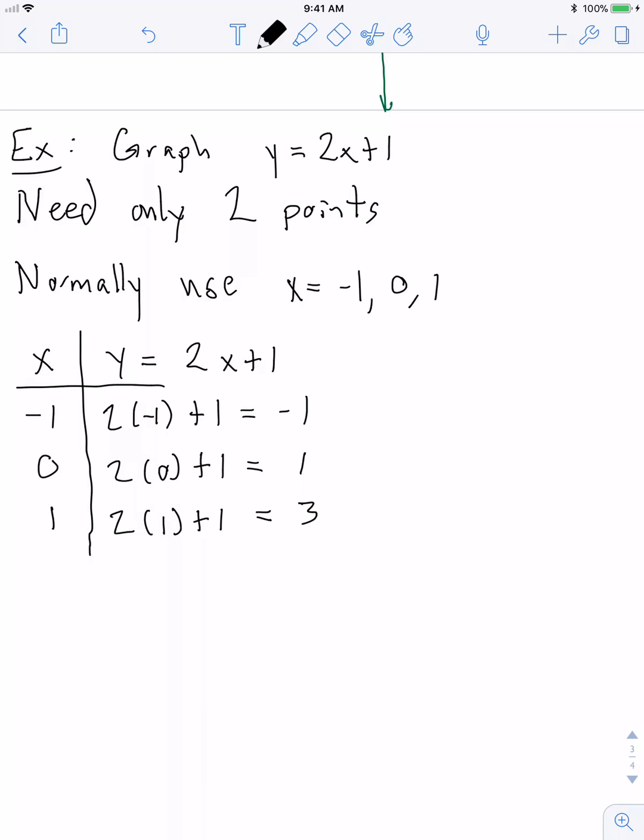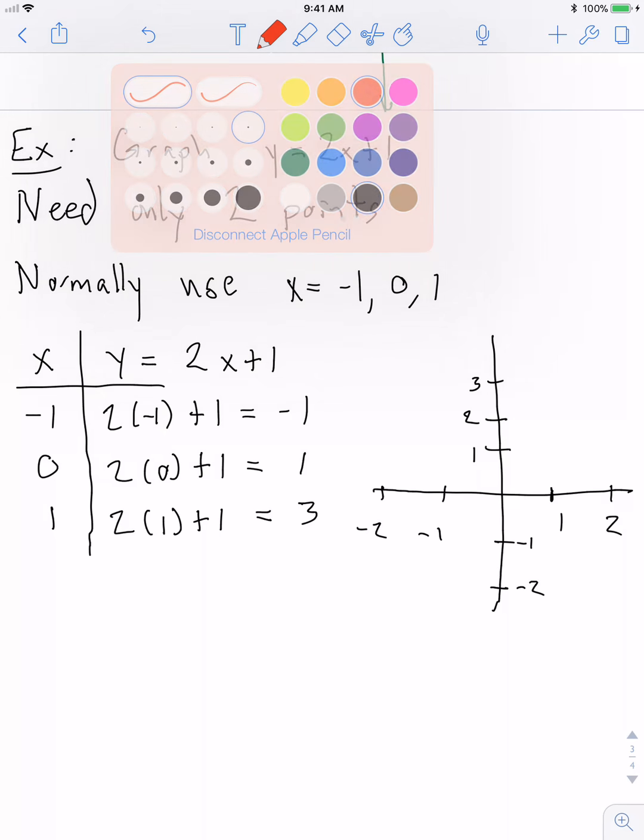Now that we have our couple points, we will plot them on a Cartesian plane. Oops, did that backwards there. So I have -2, -1, 0, 1, 2. And we'll go up to 3 on the y-axis. And we'll go down to -1. And maybe we'll throw on -2 here too. And now we'll graph this line.